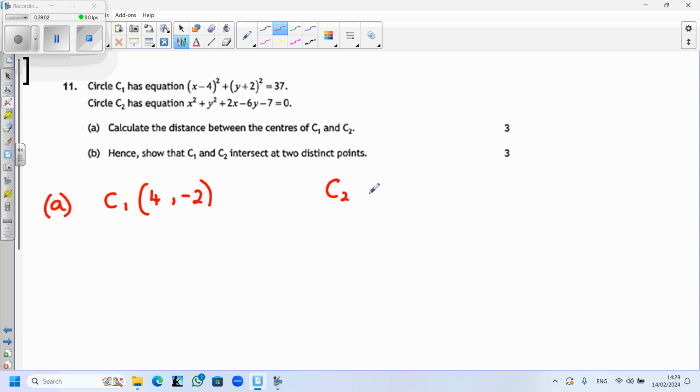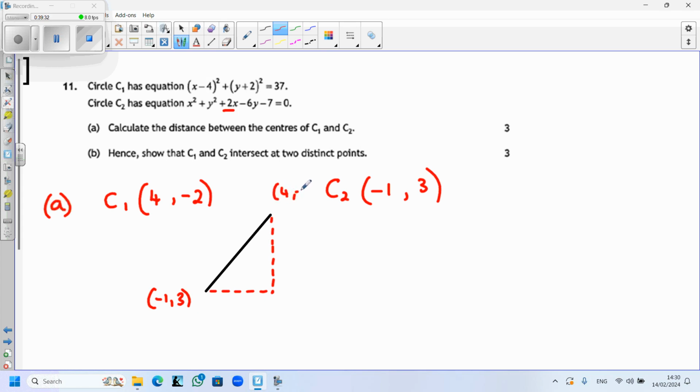Centre C2, you go to the x value, you half it and change the sign so it becomes -1. You go to the y coefficient is -6, half it and change the sign gives us 3. So now I want to find the distance between those 2 points. You can use the distance formula if you want. I draw a triangle. Okay, so I am just going to draw a wee triangle and I'm going to put C1 and C2. I'll put that as -1, 3. It doesn't matter what order you put them in.